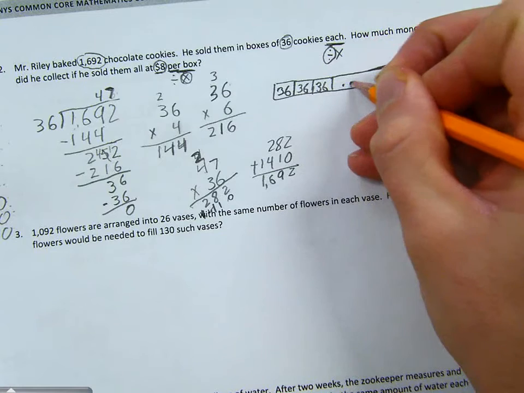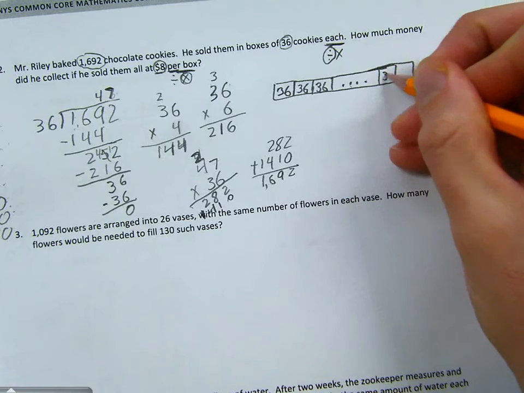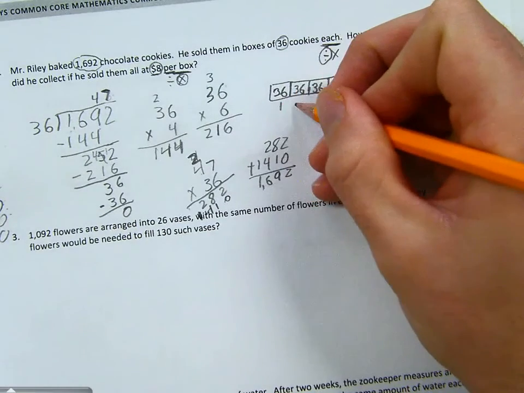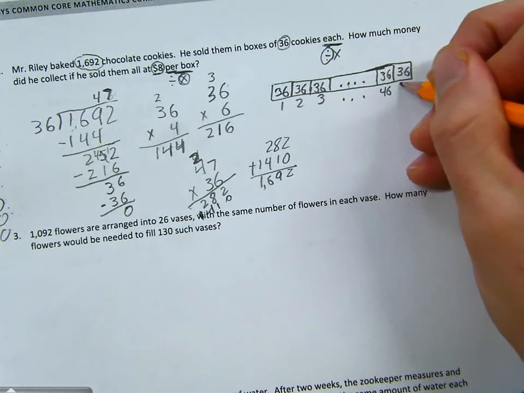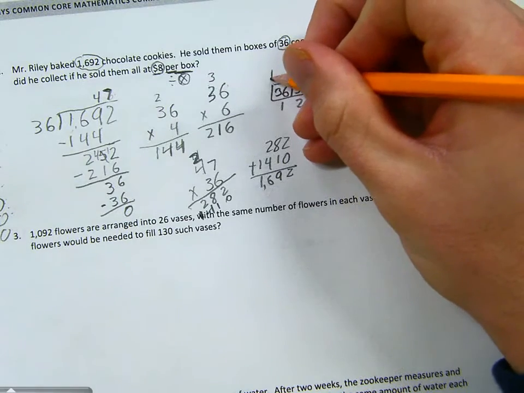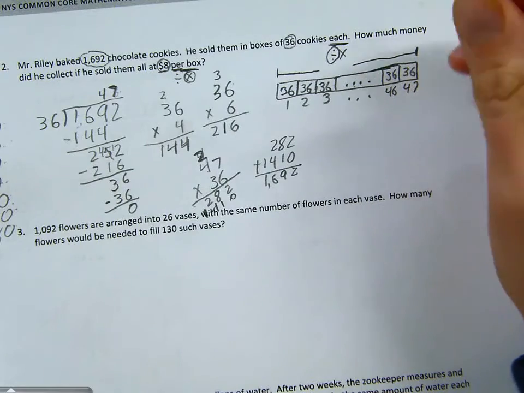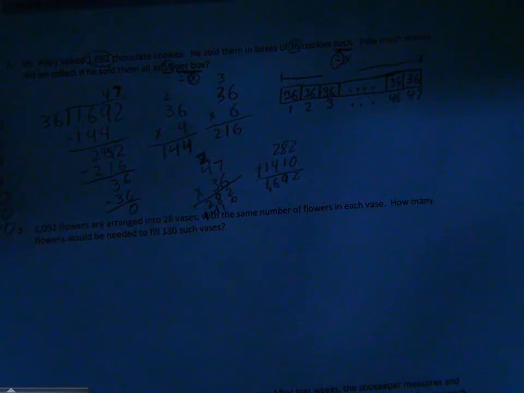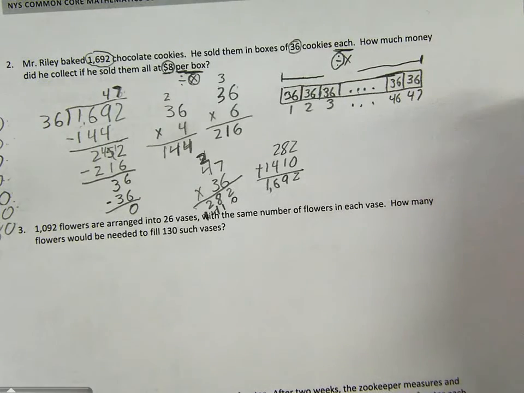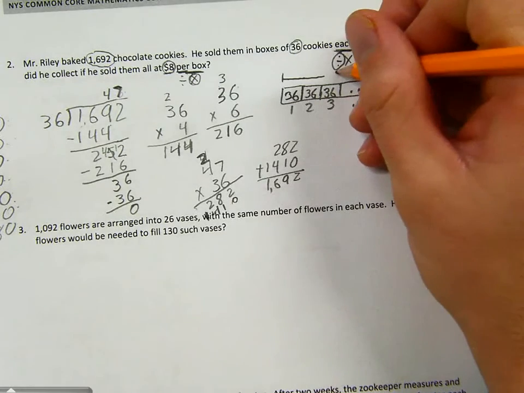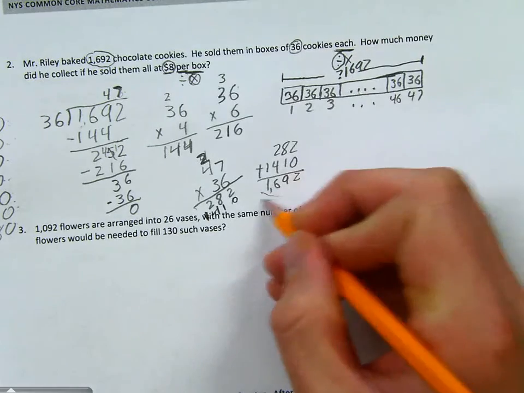36. And I'm just going to draw, making an ellipse here. One, two, 46, 47. And I want to know how much I have all together. Oh, and you know what? I think I did my tape diagram wrong. This is going to be 1,692. That's what we just did here when we checked.